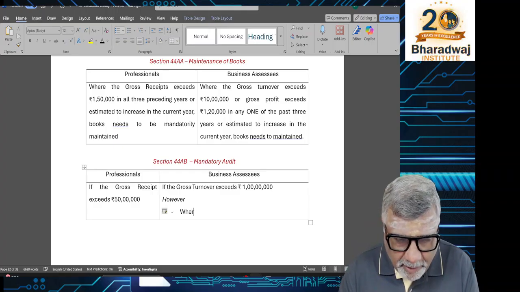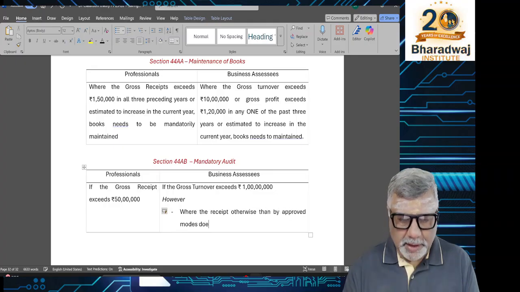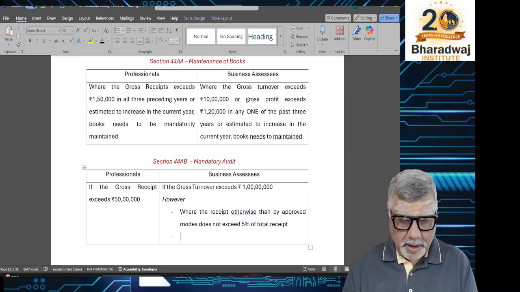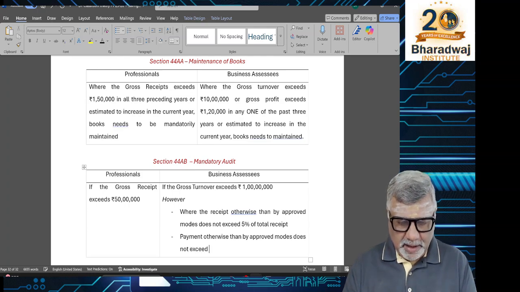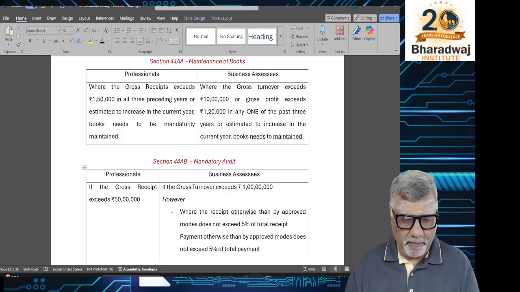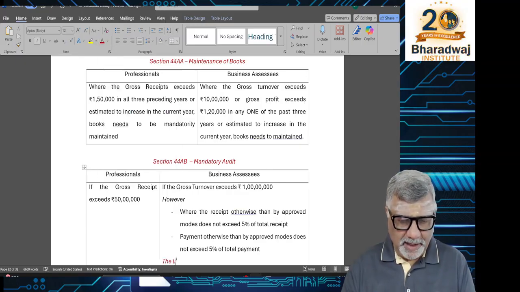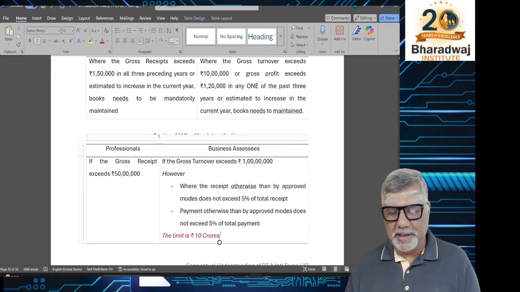However, where the receipt otherwise than by approved modes does not exceed 5% of total receipt, payment otherwise than by approved modes does not exceed 5% of total payment, the limit is 10 crores. The limit is 10.